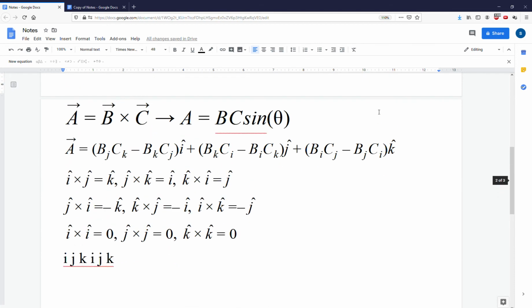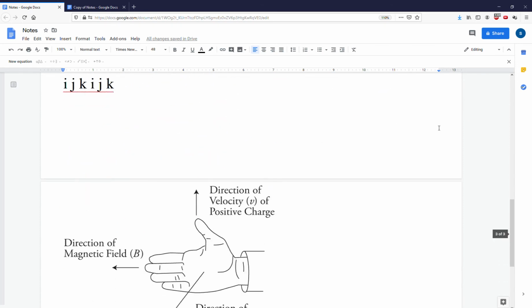Now, the second difference between a dot product and a cross product is that the result of a cross product is another vector, which means direction is important. There are two ways we can find the direction. The first is the method known as the right-hand rule.